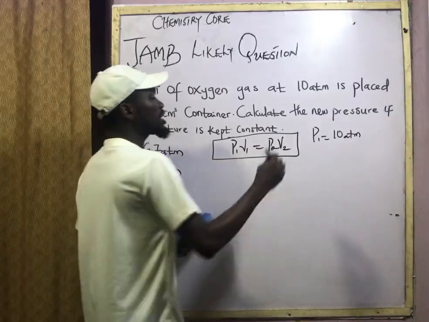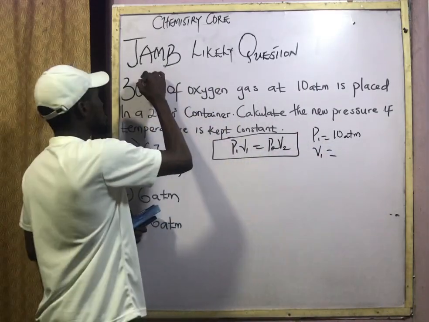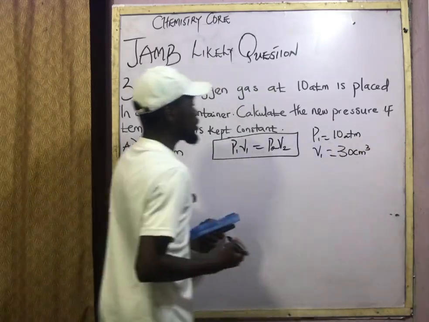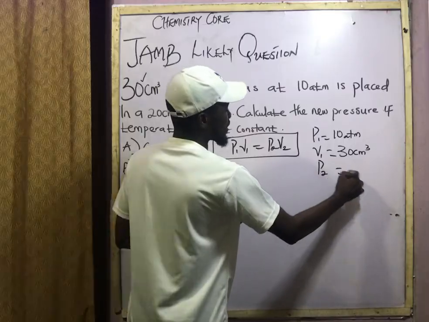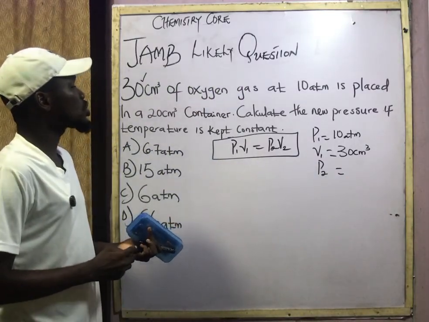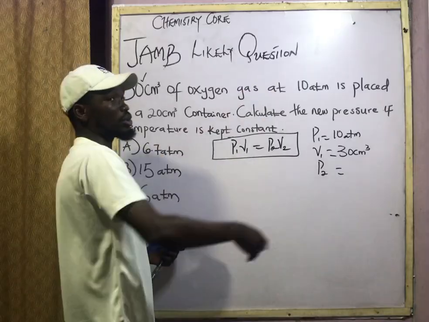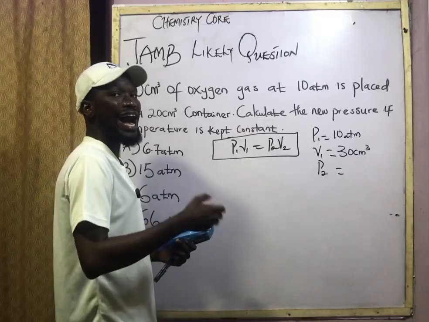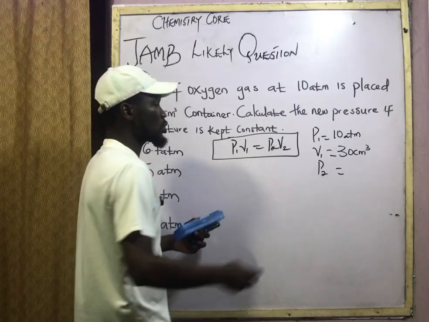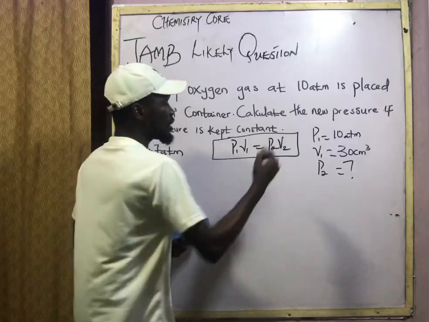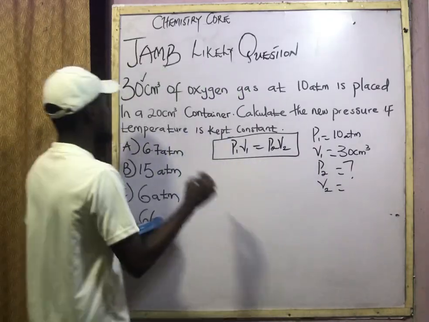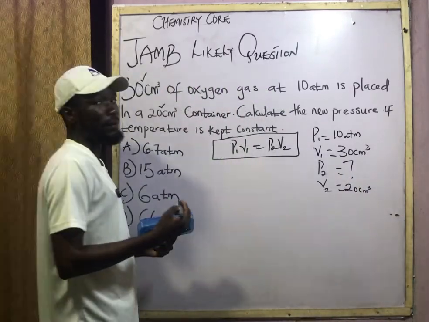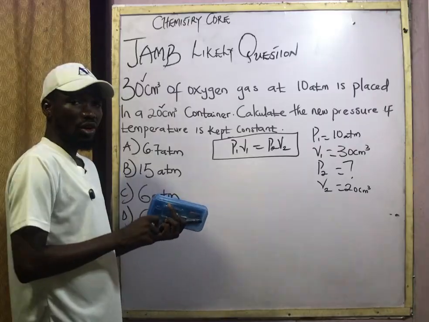So guys, the initial volume is the first volume here, which is 30 cm cube. Then let's take a look at the pressure. The question says calculate the new pressure, which tells us that our final pressure is not given. So this is our unknown. Then our final volume is given to be 20 cm cube.